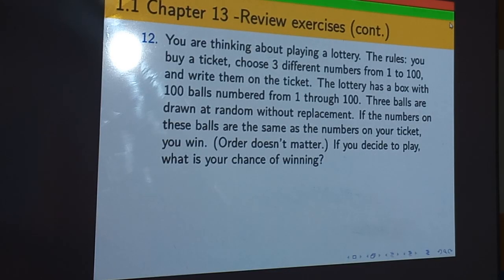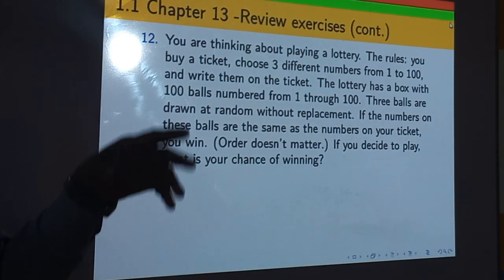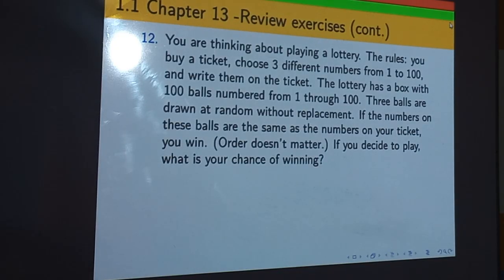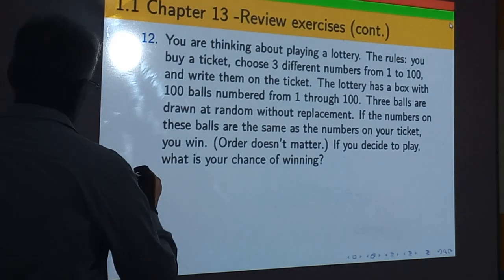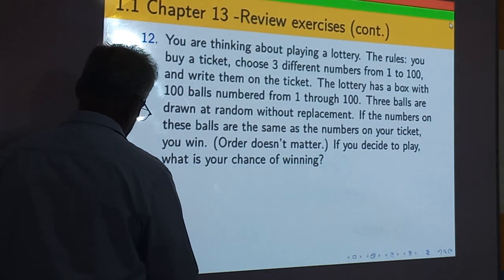You have different numbers, you just draw 3 numbers, it's like without replacement. So only one combination will win, right? How many possibilities altogether? Different numbers. How many different numbers? 100 to the power 3. Yeah, so one out of that. One number.